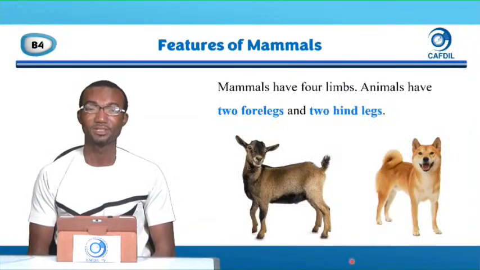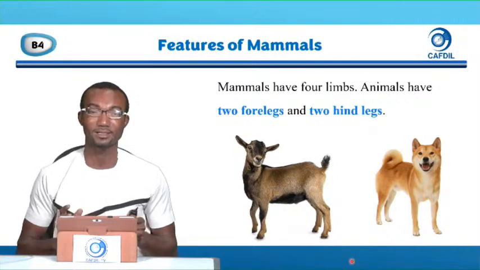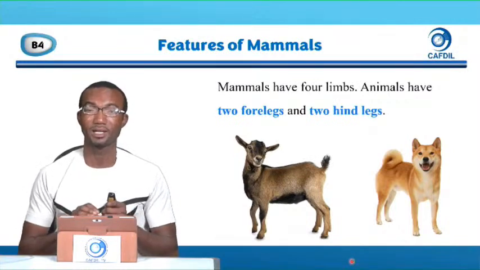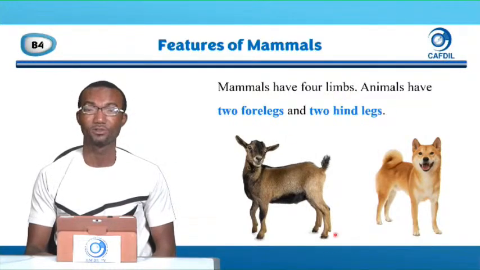Let's get to the next feature. Mammals have 4 limbs. Animals have 2 forelegs and then 2 hind legs. So when we talk about limbs, we are talking about your hands and legs. So animals have 4 legs.